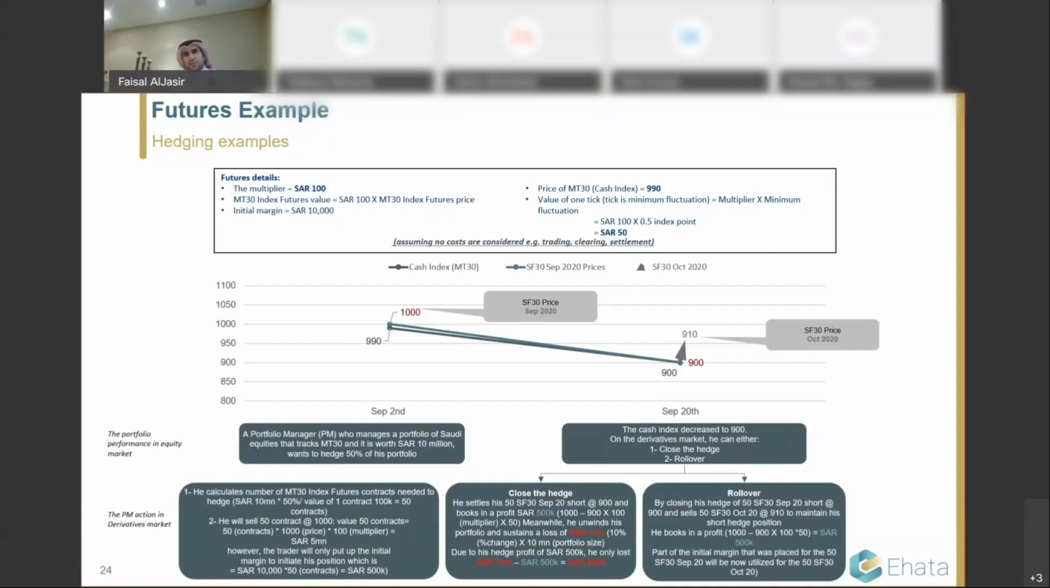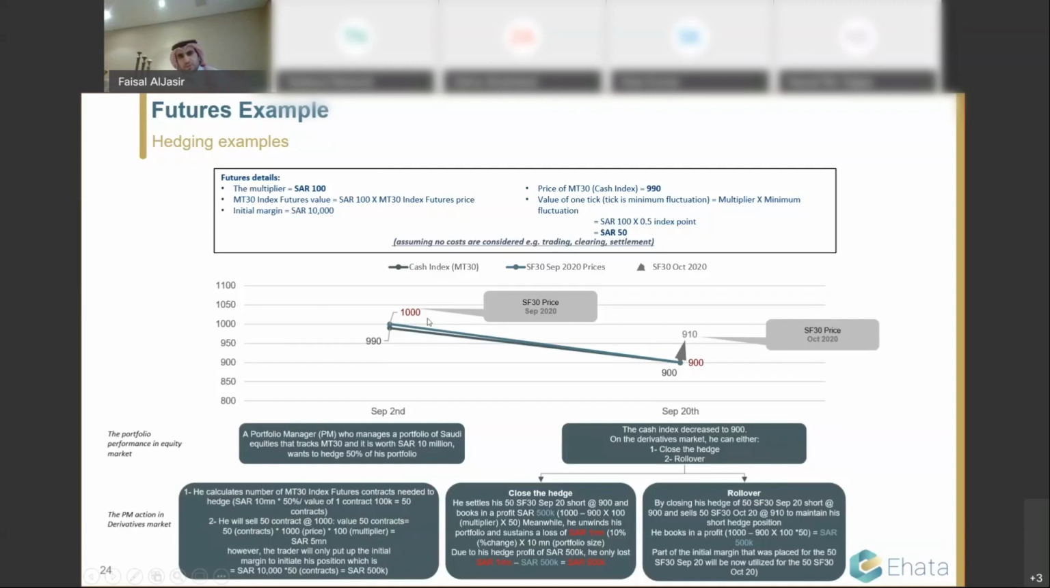But luckily for him, he doesn't need to put up anything other than the initial margin, and in this case it's 10%. So he will just need to put 500,000 Saudi Riyal to achieve that goal. Now, he made a good call.